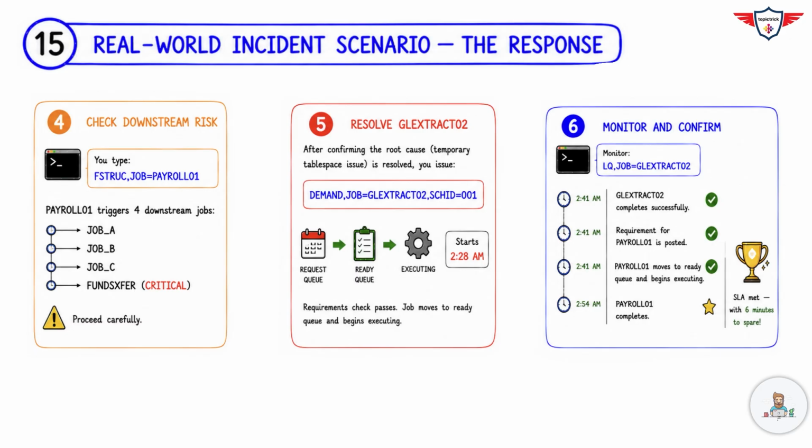So again, you are going to use DEMAND,JOB=GLEXTRACT,SCHEDID=001. When you fire this command, GLEXTRACT02 enters the request queue, the requirement check passes, and it moves to the ready queue and begins execution at 2:28 a.m.